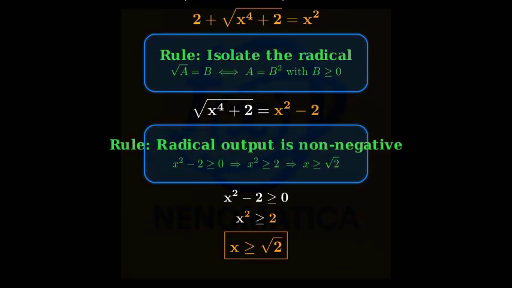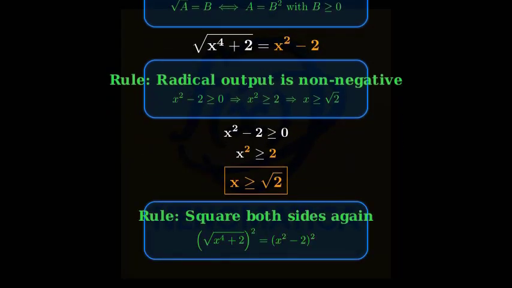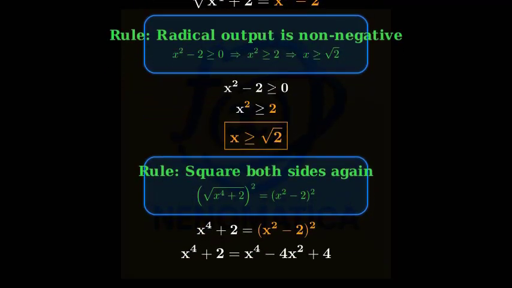We obtain x to the 4th plus 2 equals the square of x squared minus 2. Expanding gives x to the 4th minus 4x squared plus 4. Step 6. Solve the resulting linear equation in x squared. Subtract x to the 4th from both sides and rearrange. We get 4x squared equals 2, so x squared equals 1/2.